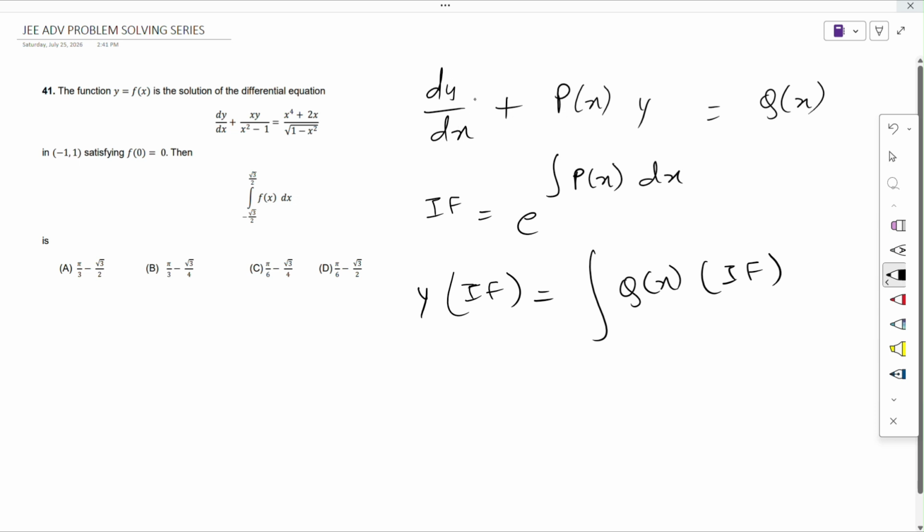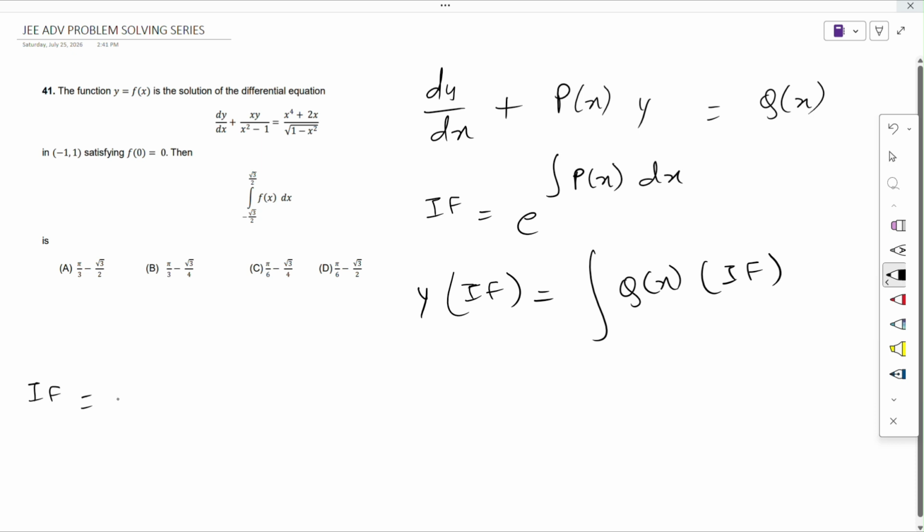Now the differential equation is given in this particular format: dy by dx plus p of x times y equal to q of x. Now p of x and q of x are functions in x. The integrating factor is given as e to the power integration of p of x, and y times the integrating factor equals integration of q of x times the integrating factor, which is the solution of that particular equation. So let us find the solution of this equation.